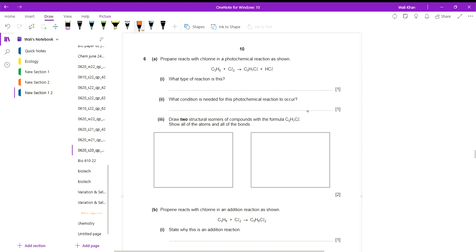Question number 6. Propane reacts with chlorine in a photochemical reaction as shown. C3H8 plus chlorine gives C3H7Cl plus HCl. What type of reaction is this? So it is organic है. मैं आपको पहले भी काफी दफा बता चुकी हूँ. For organic we use the term substitution reaction.